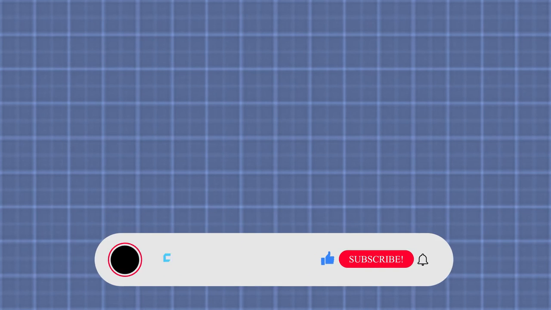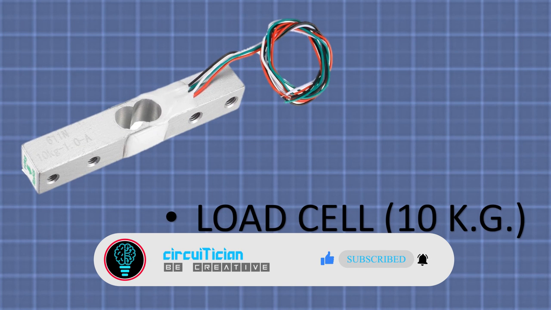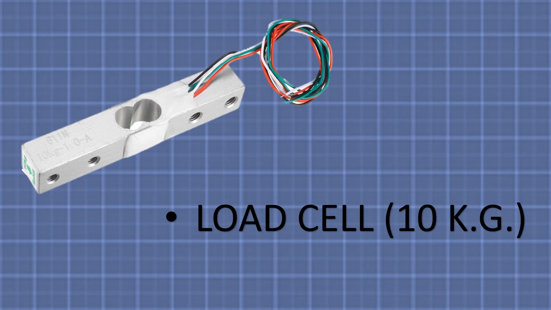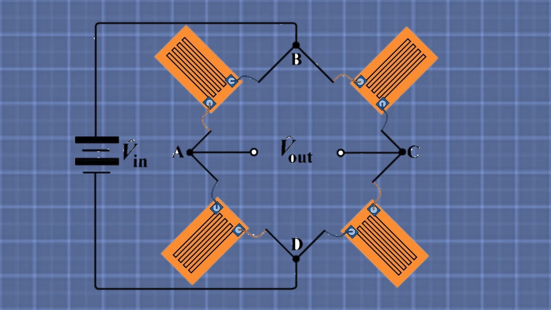For measuring the weight of the garbage, I will use a 10 kg load cell. A load cell consists of basically a strain gauge. A strain gauge is a type of resistance whose resistance changes with the changing strain or weight. If you don't know about strain gauge or you want to know more about it, you can check out my video on resistance. You can get the link in the I button.